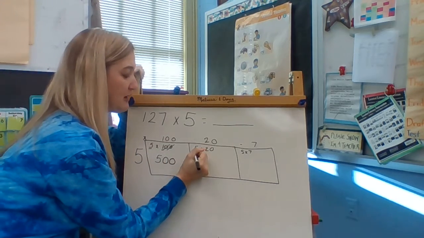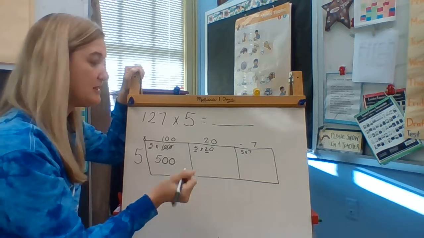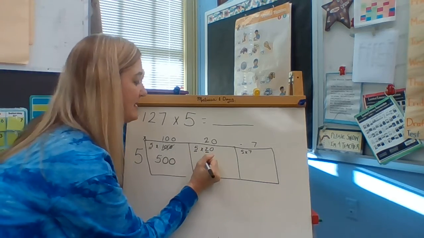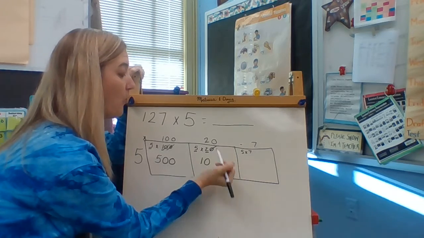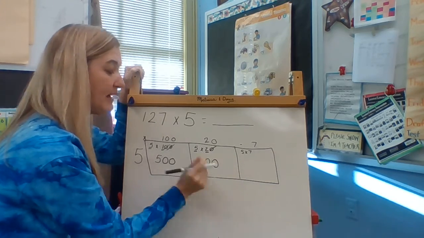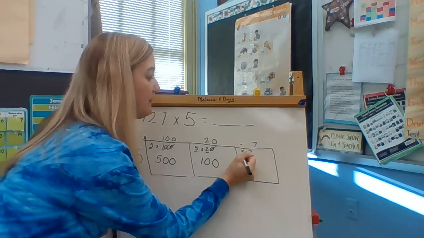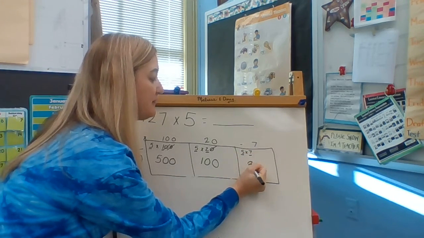Over here I'm underlining non-zero digits. So 5 times 2 I know is 10. I have to go back up and count all my zeros. 1, and I add it down here. Furthermore, 5 times 7 is 35.